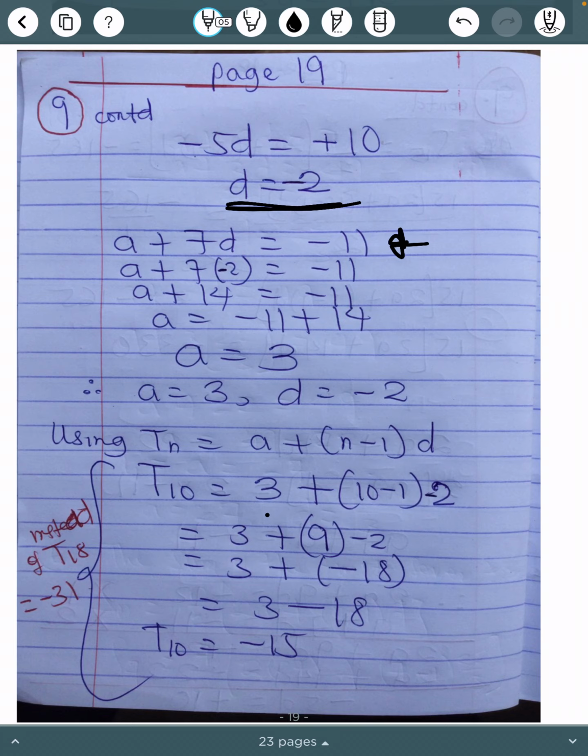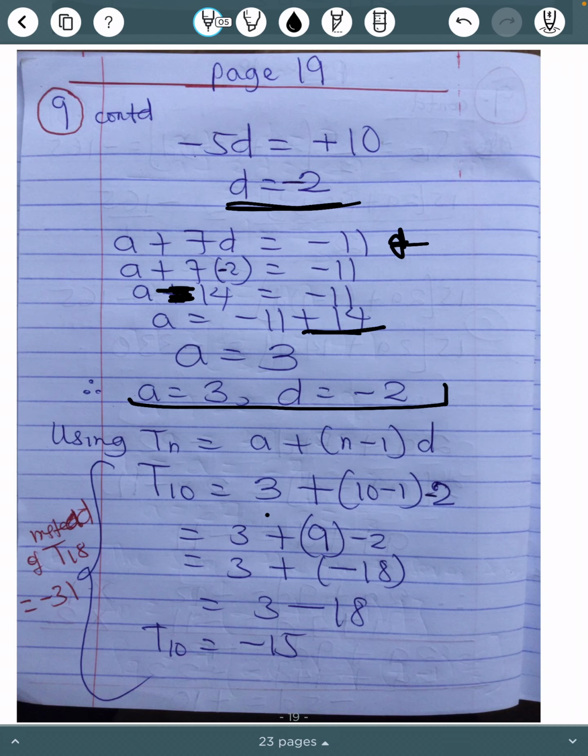Now, to find a, a plus 7d is minus 11. That gives me a plus 7 times minus 2 is minus 11. 7 times minus 2 is minus 14. This should be minus; that was a mistake. So a minus 14 is minus 11. When I move numbers to the other side, minus 14 will become plus 14, so a will become 3. So my a is 3 and my d is minus 2.